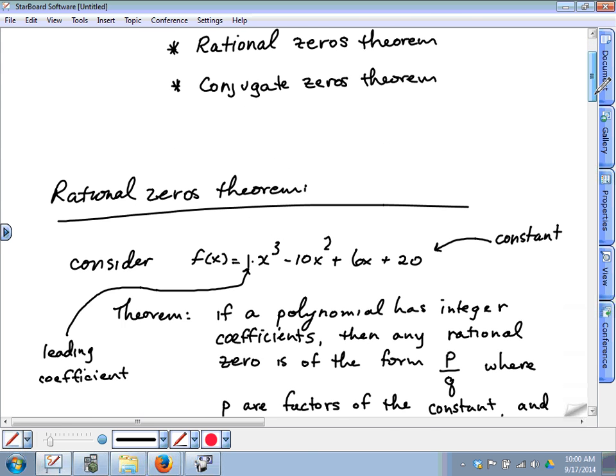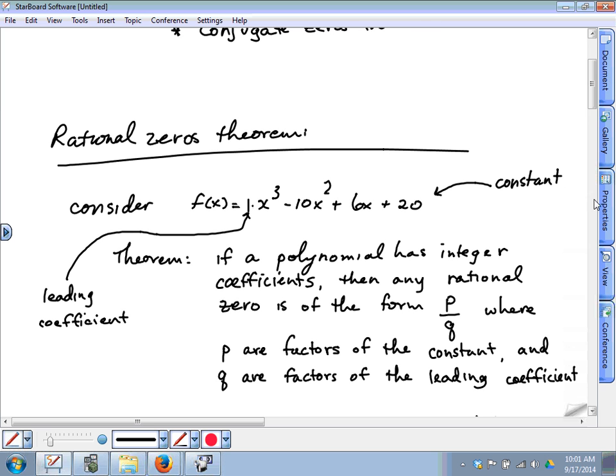So write the theorem down. And then we'll talk about it. I know it's like, oh, that doesn't even make sense. Write it down anyway, and then we'll talk about it.